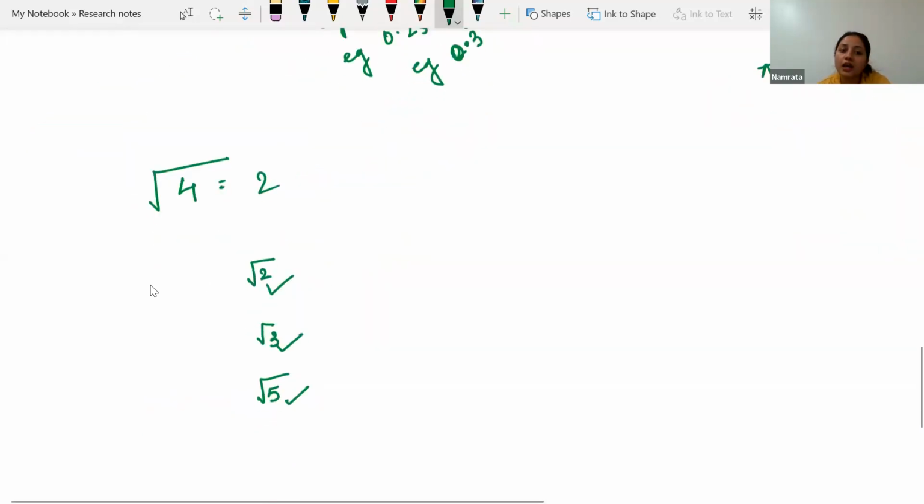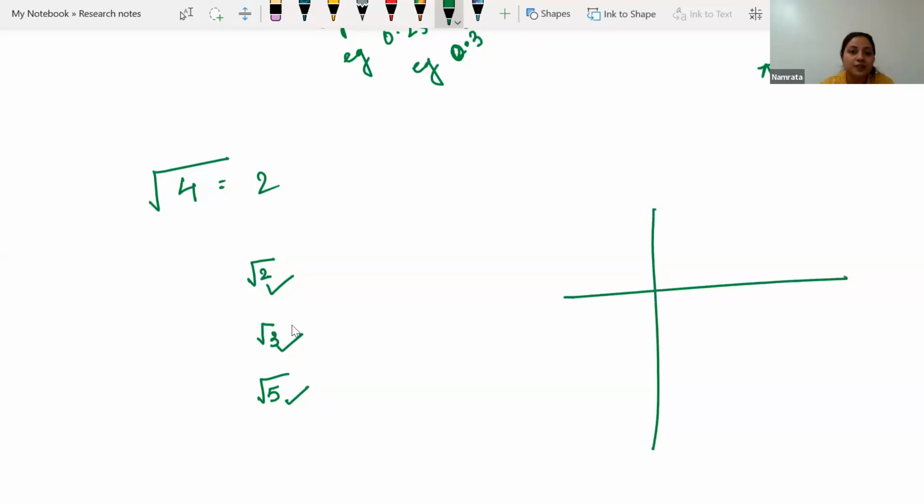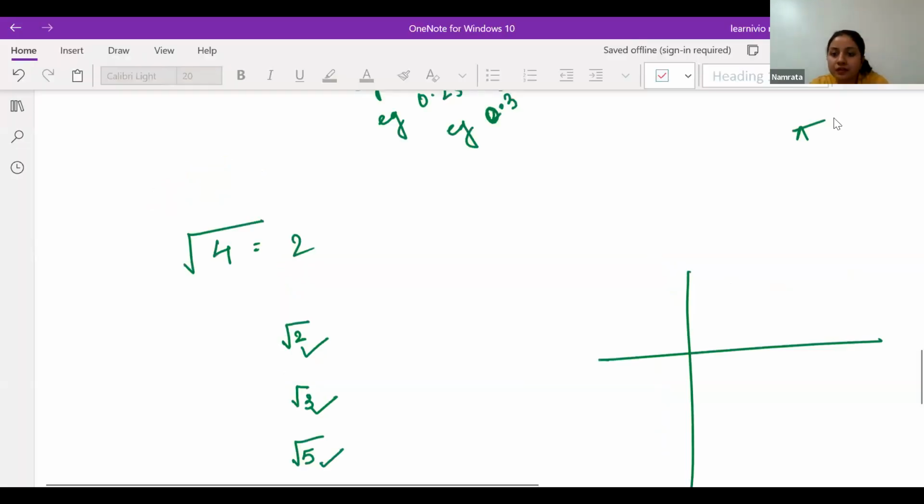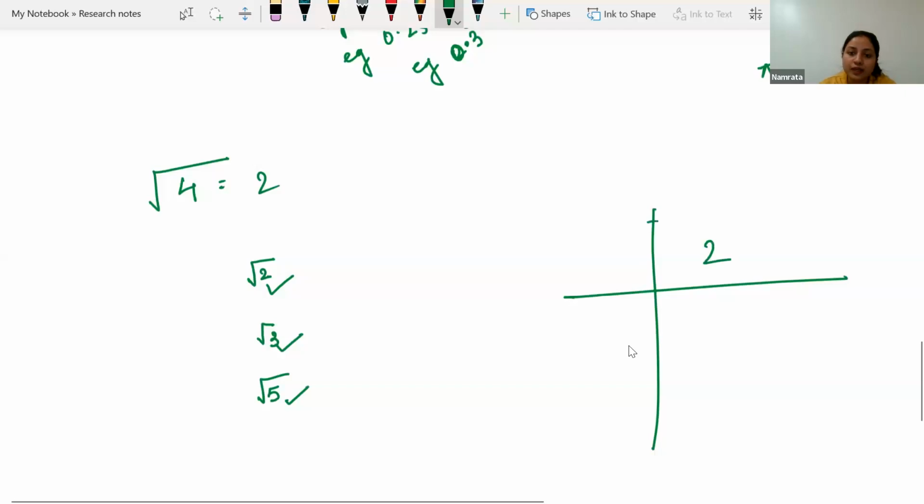I am saying that these square root numbers, root 2, root 3, root 5, root 7, root 8, when we find the value, we know how to find the value of a square root number, right? The long division method is known to you. Yes or no? Yes, ma'am. Let's see. Suppose I am taking 2. Let's find the square root of that. Square root of 2 we want to find.